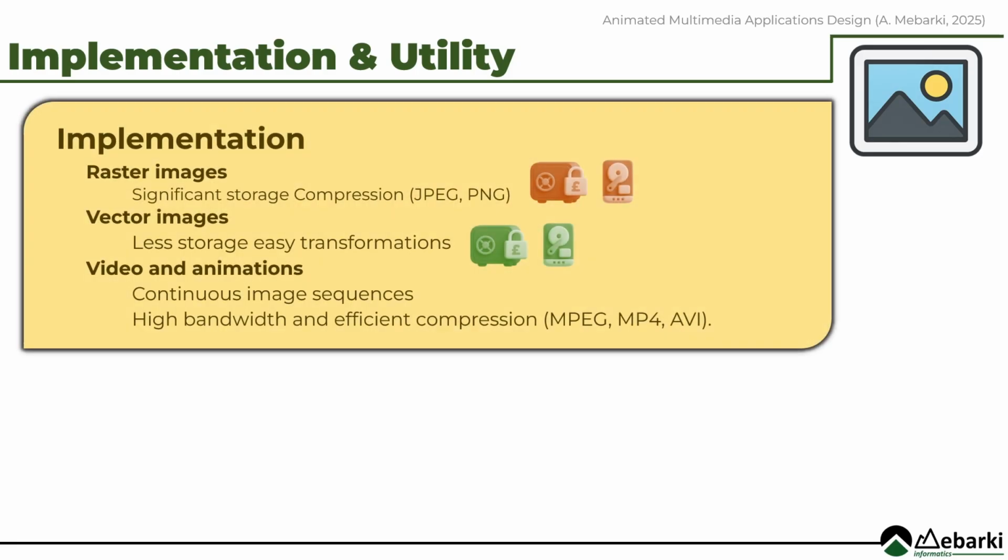In terms of implementation, raster images typically require significant storage space, which is why compression formats such as JPEG and PNG are commonly used. Vector images, on the other hand, require less storage and allow for easy transformations, such as scaling or rotation. Videos and animations consist of continuous sequences of images, demanding high bandwidth. However, they are made manageable through efficient compression techniques provided by formats like MPEG, MP4, or AVI.